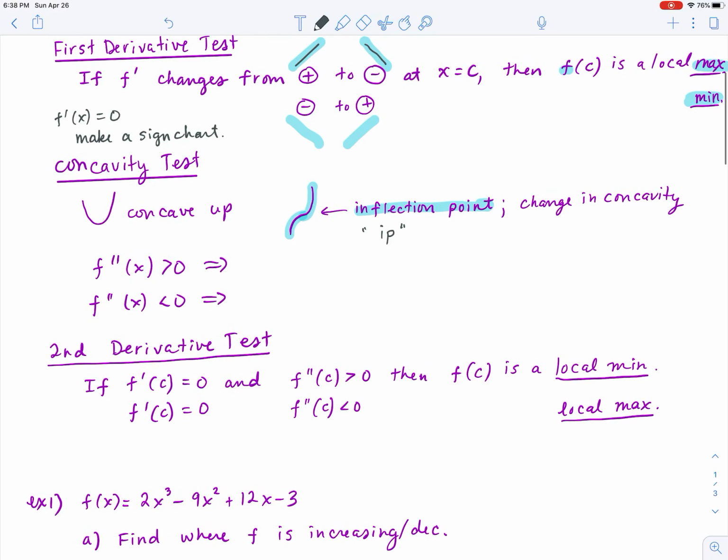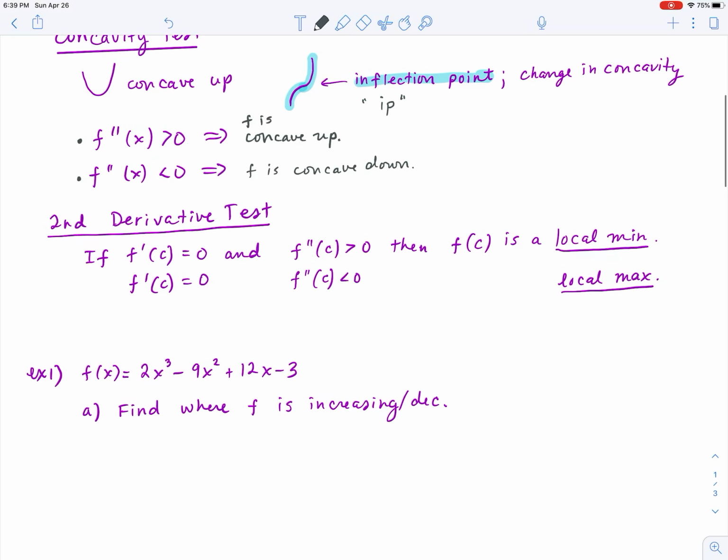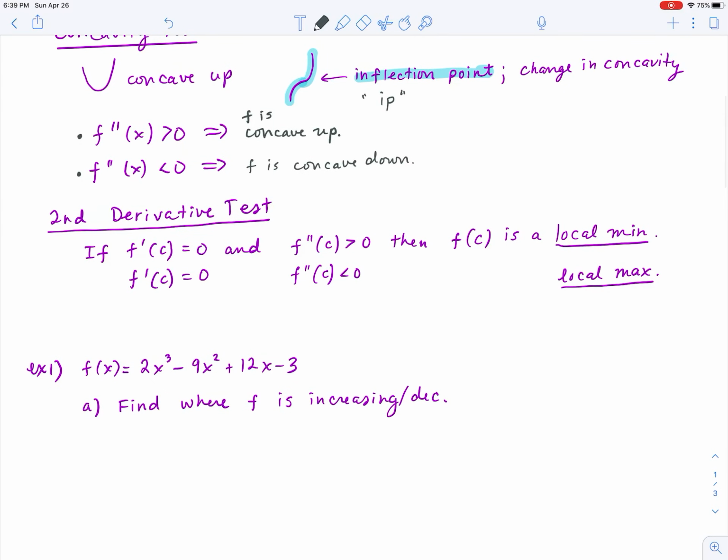So if the second derivative is greater than 0, then our function is concave up. F is concave up. Not the second derivative, but you're using the second derivative to infer something about the actual function. And so if the second derivative is less than 0 or negative, then f is concave down. The second derivative test, you set the second derivative equal to 0 to do this.